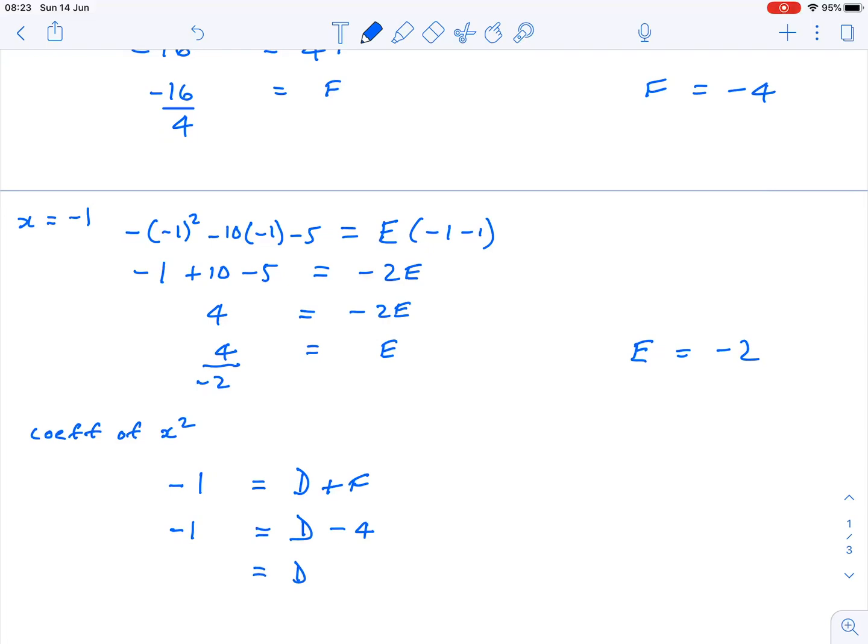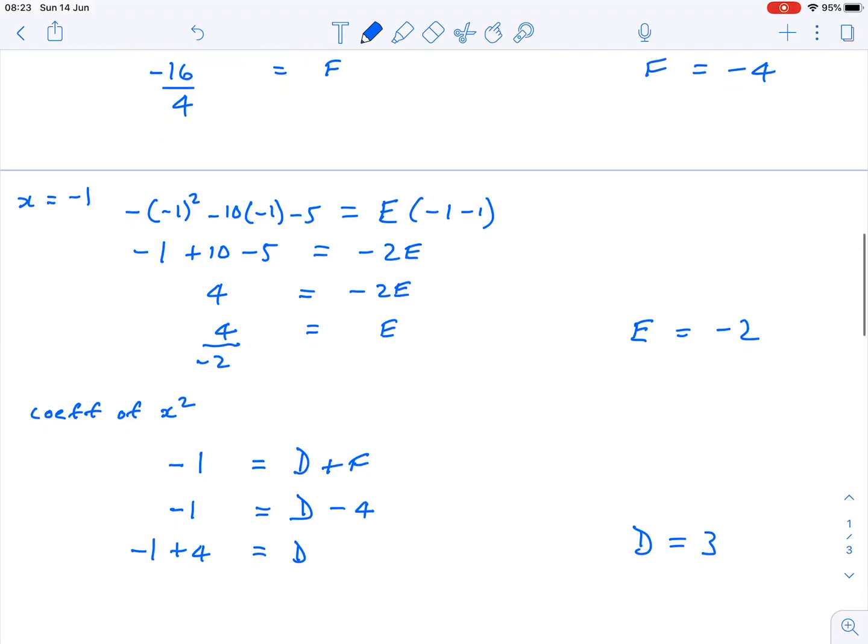So d is equal to minus 1 plus 4, which gives the answer d is equal to 3. And that completes that question. Let's have a look at another one.